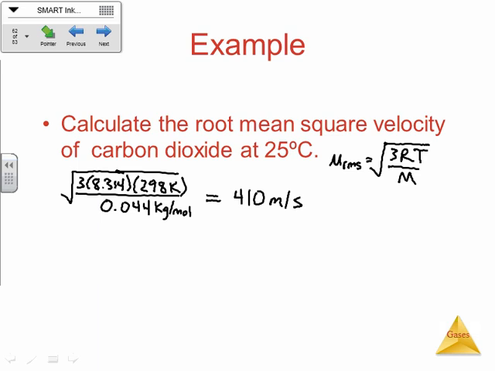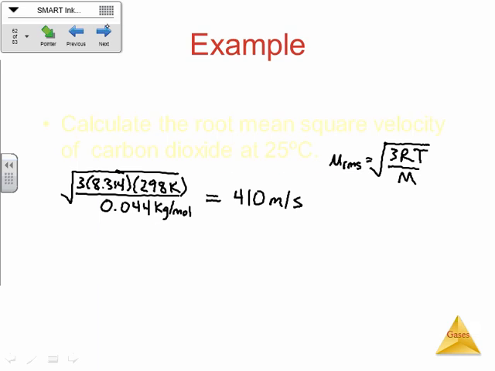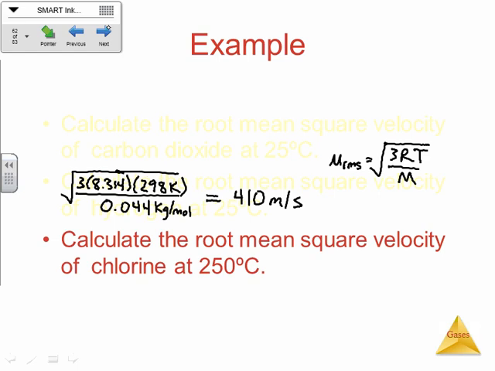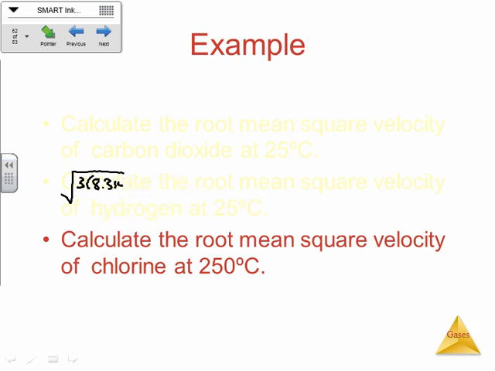So that's how you calculate the root mean square velocity. Okay, and then there's two other ones on here, hydrogen and chlorine. Now the only thing that would change there is the molar mass number that you plug in. And really, like I said, the only thing you're really going to have to do with that is you might be asked to compare those three.